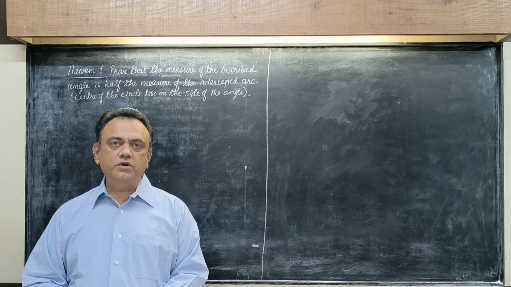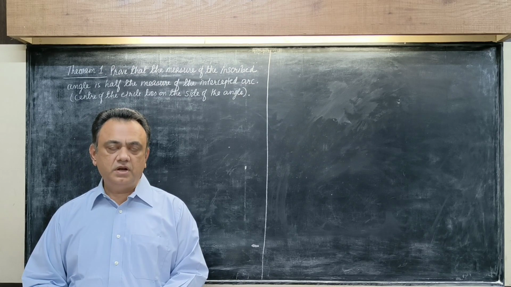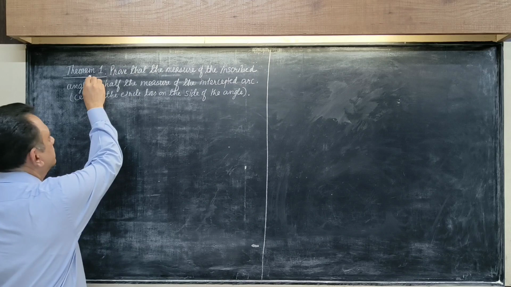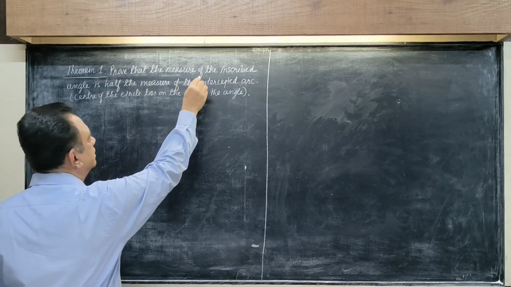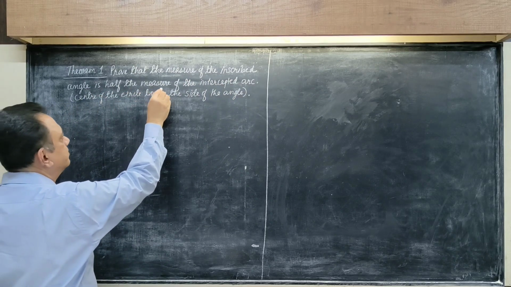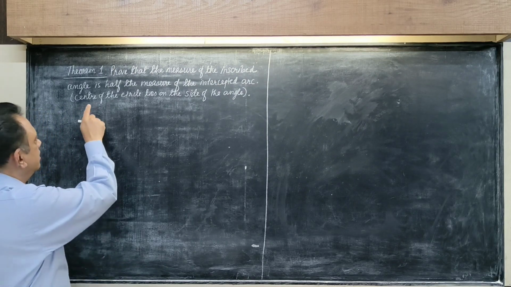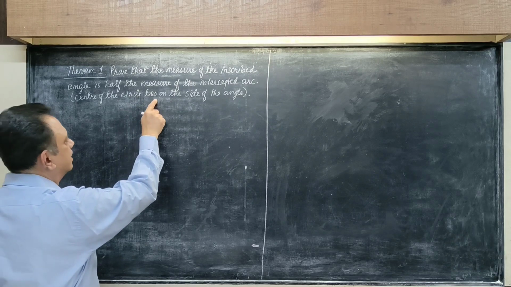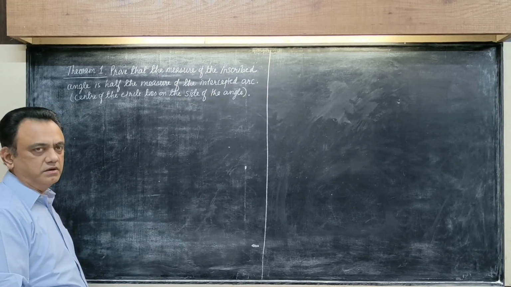Today we are going to prove the theorems of the circle chapter. Let's begin with the first one. I have already written the theorem. Theorem number 1. Prove that measure of the inscribed angle is half the measure of the intercepted arc. Here a condition is given. Center of the circle lies on the side of the angle.